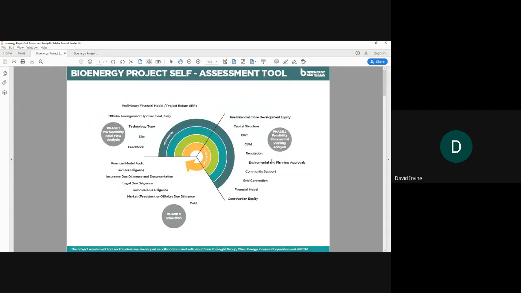In terms of the self-assessment tool itself, what we're thinking about here is three key phases. We call those pre-feasibility or fatal flaws analysis, the feasibility or commercial viability analysis phase, and then execution.